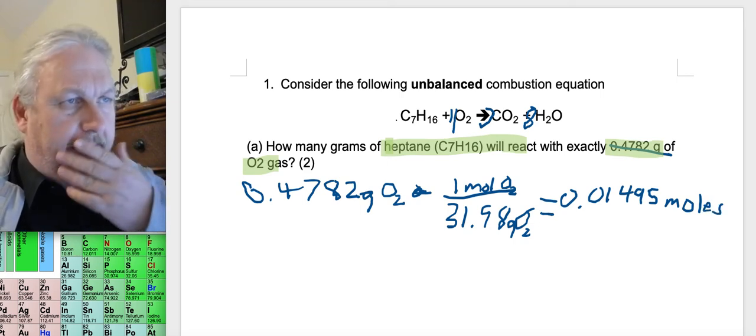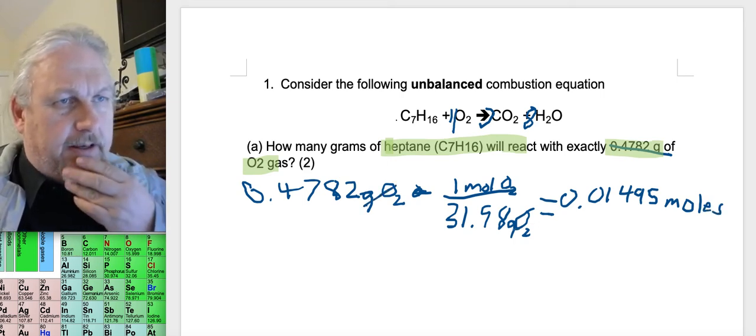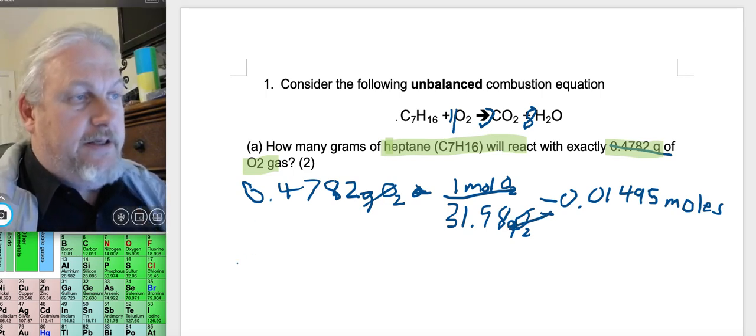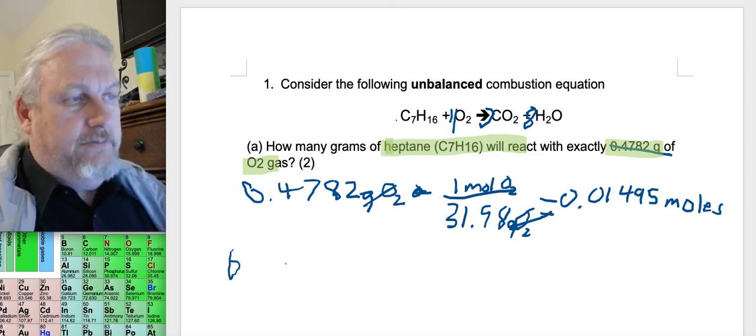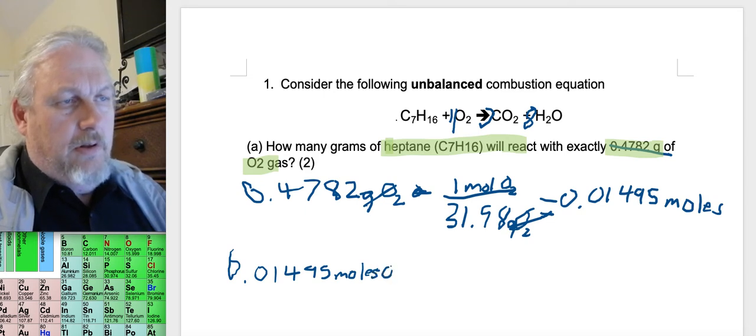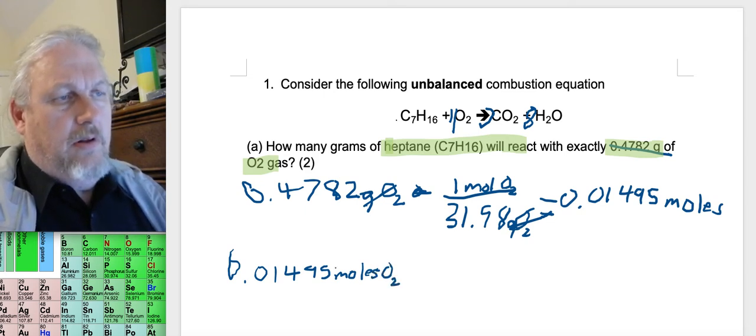How do I know that? Because if I cancel out grams of O2, I'm good to go. So now I know how many moles of O2: 0.01495 moles O2.